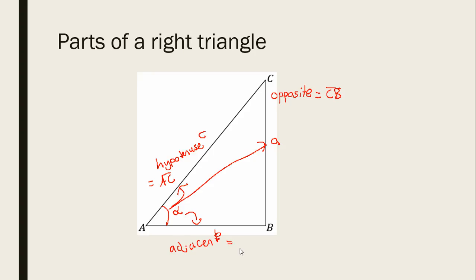Which is equal to AB. Now all these sides are all in relation to this angle A, or alpha. If I were to make an angle C, it would be different. AB would be the opposite, because that's the side opposite. The hypotenuse would stay the same, and then CB would be my adjacent. It's really important to note we're talking about an angle here. We're not talking about a certain triangle.